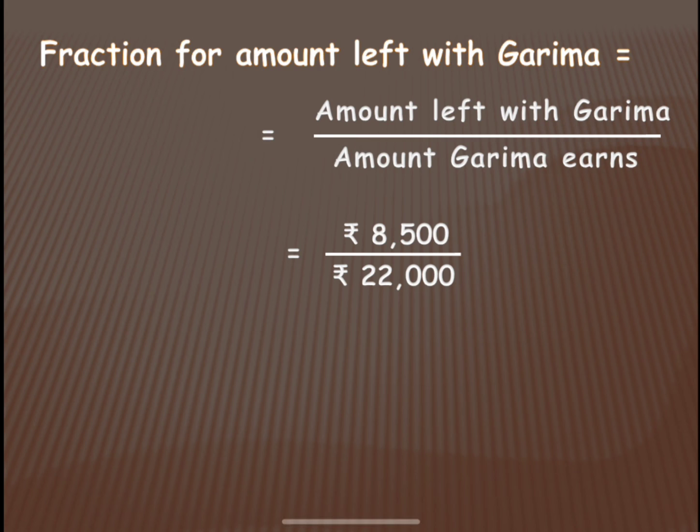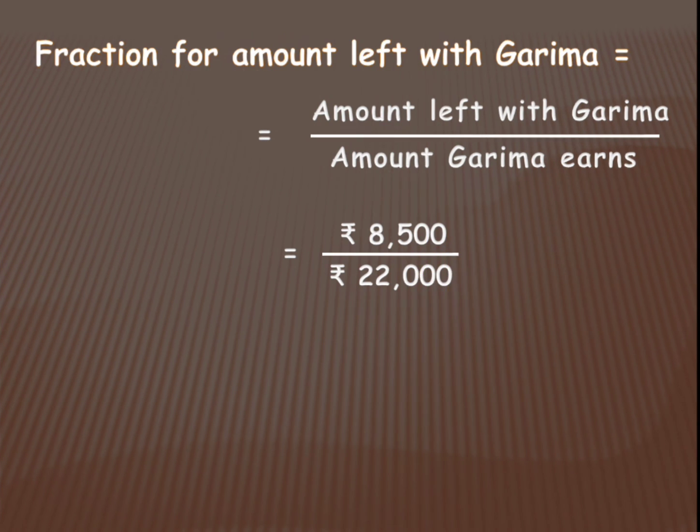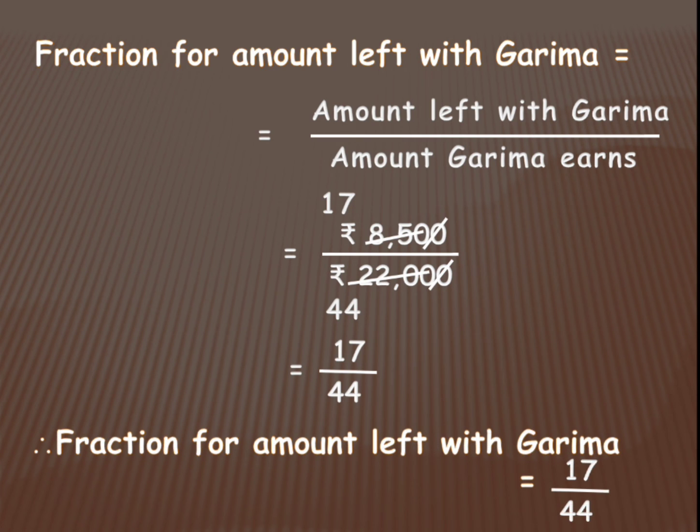So here children, in the numerator and denominator you have zeros. So you will cancel two zeros. After cancelling zeros, what will be left? 85 by 220, isn't it? So that you can cancel with the 5 table, isn't it, children? Yes. So 5 17s are 85, 5 44s are 220. So the fraction is 17 by 44. So the fraction for the amount left with Garima will be equal to 17 by 44. Okay, so in this way you need to solve the sums, children.